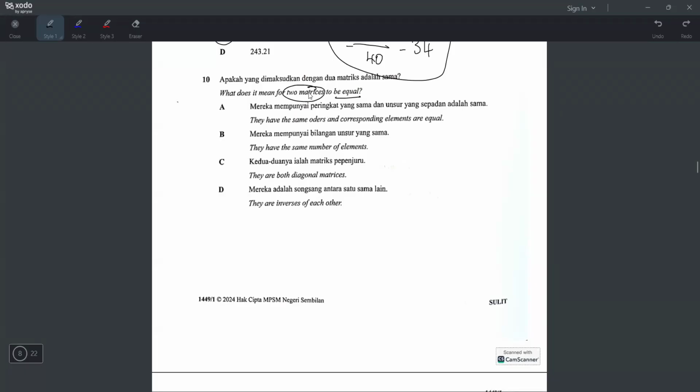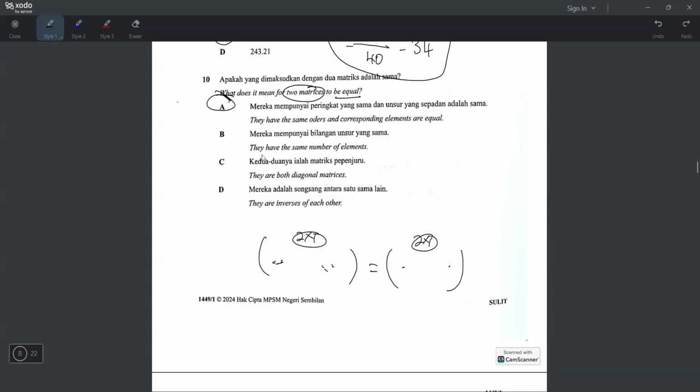Okay, what does it mean for two matrices to be equal? It means the two matrices have the same order. Same order. For example, this one is 2 rows 1 column, this one also 2 rows 1 column, right? And then, of course, the number of elements inside will be the same, right? And also the values will be exactly the same. That's what it means, right? So I think the answer is A.